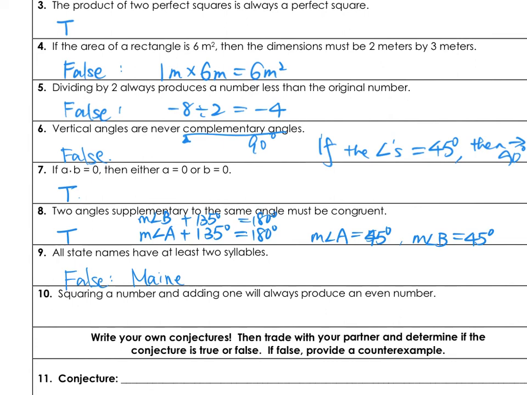Number 10, squaring a number and adding 1 will always produce an even number. This, going back to our previous example, is false. If you square, say, 3, 3 times 3 is 9. 9 plus 1, that's 10. That's an even number. But if you square an even number, say 4, 4 squared plus 1 gives you 17, an odd number. These are counterexamples.